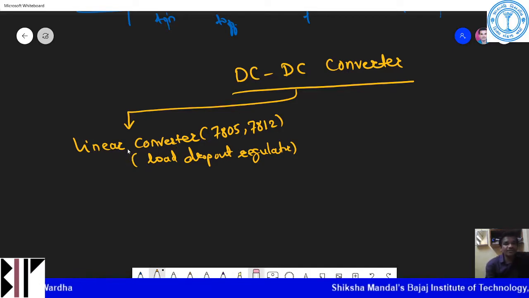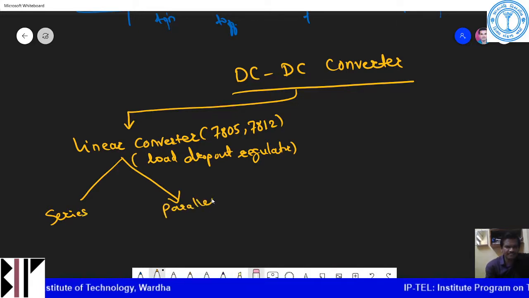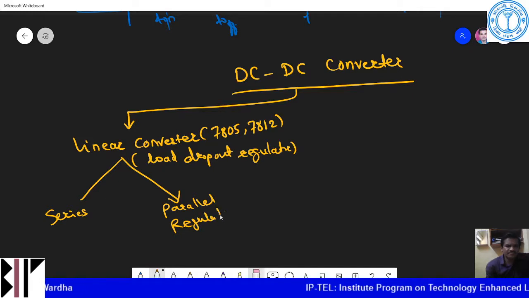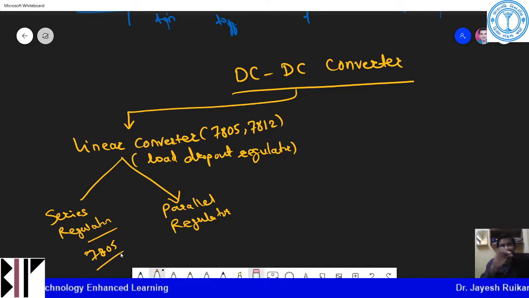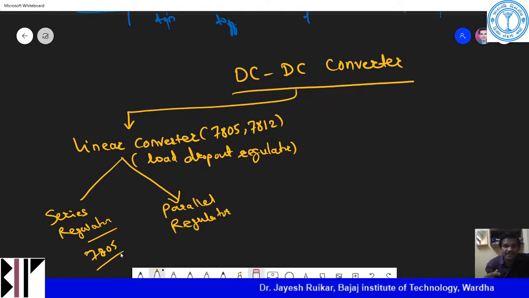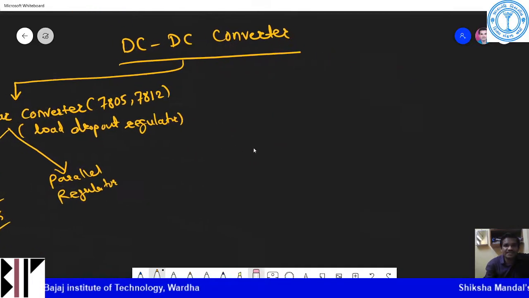Again, if you go further with this linear converter, there are two types of linear converters. One is a series regulator and the other is a parallel regulator. Like IC 7805, this is my series regulator. Depending upon the constructional details, it is defined as a series regulator or a parallel regulator. So this is the first type of DC-DC converter, that is the linear converter.